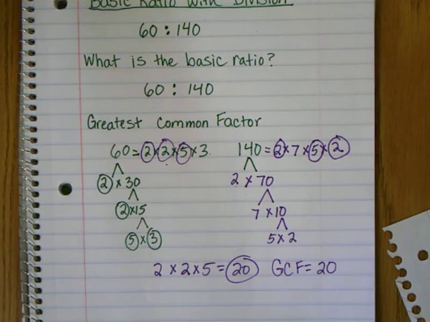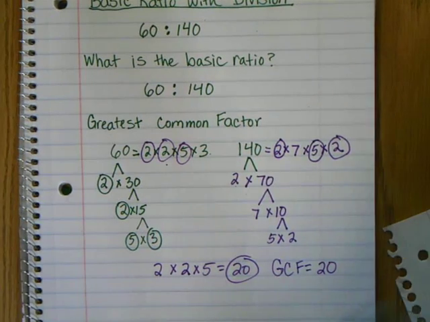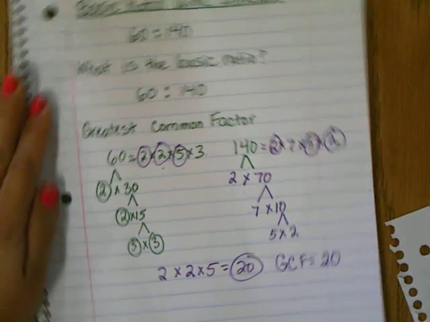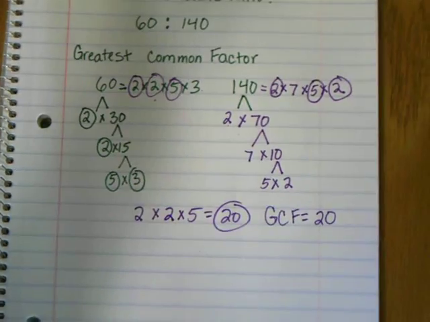Once I figure out the greatest common factor, then I can figure out the basic ratio. So this is how I do that. Let me see if I can adjust the camera. Maybe if I do that.